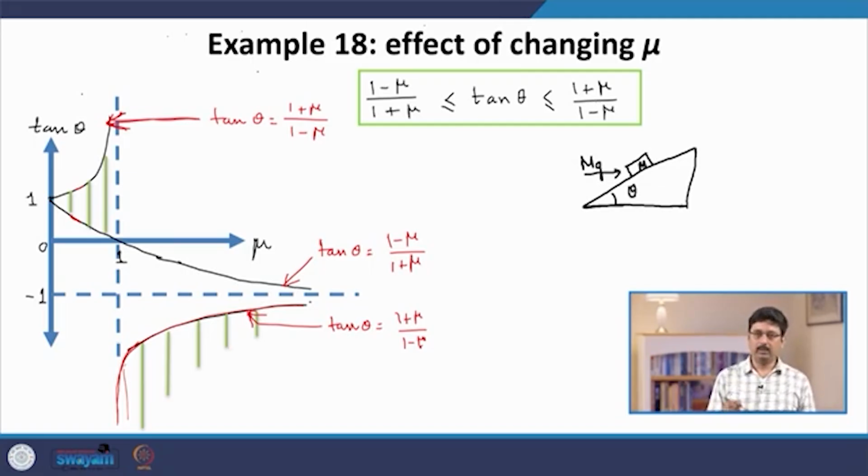Now, what happens when mu tends to infinity? What we see here is that when mu tends to infinity, this curve approaches the value minus 1, which means tan theta is minus 1, which represents theta to be 135 degrees.